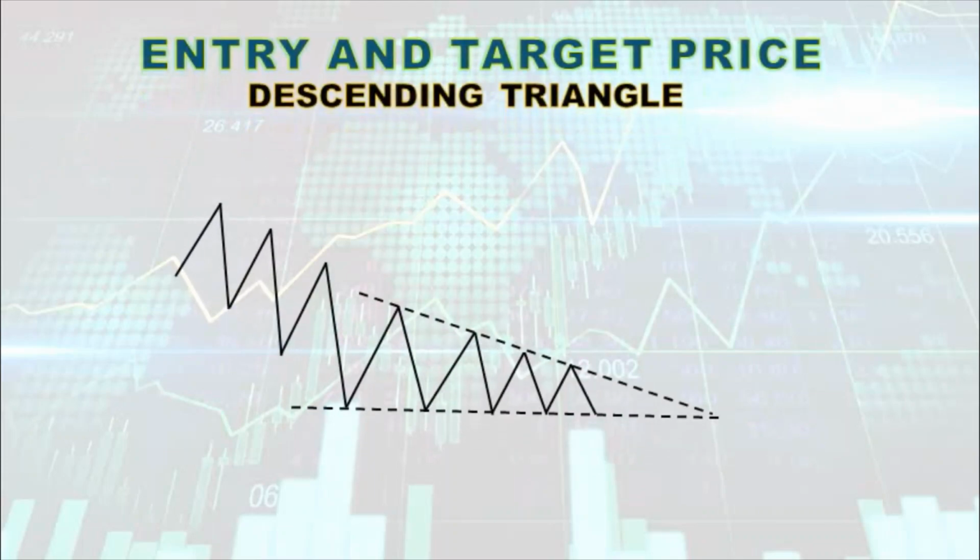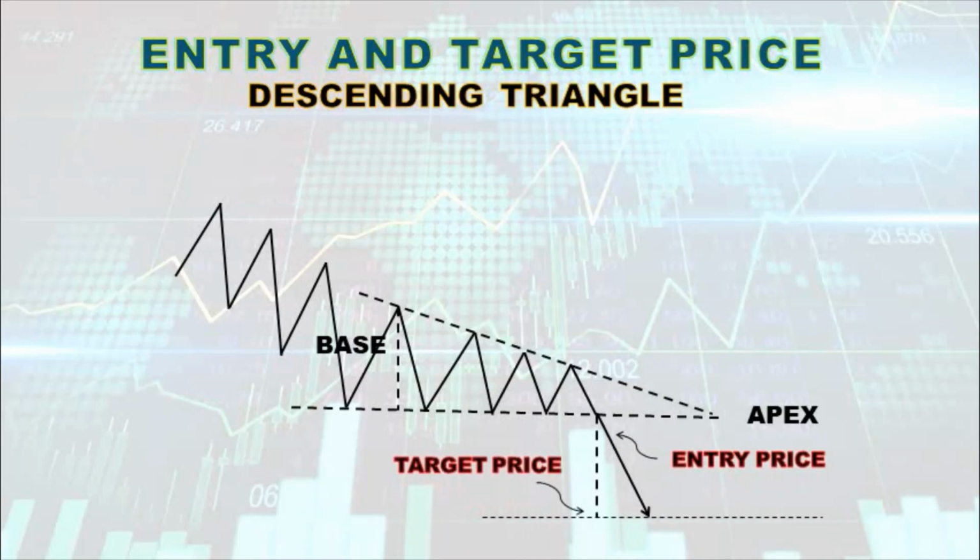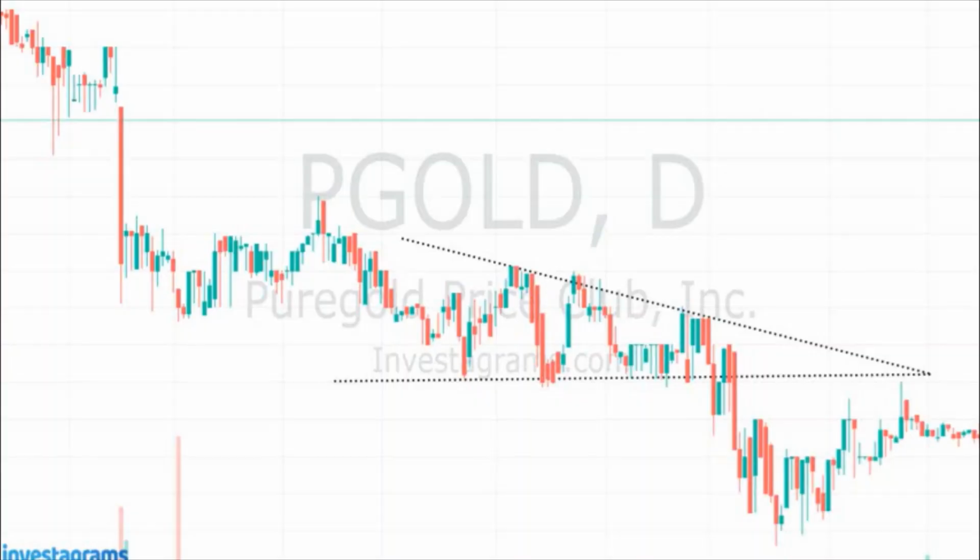Again, the simplest way to take the minimum target price is to project the vertical baseline to the breakout point, and the entry will be at the breakout point. This is an example of the descending triangle.